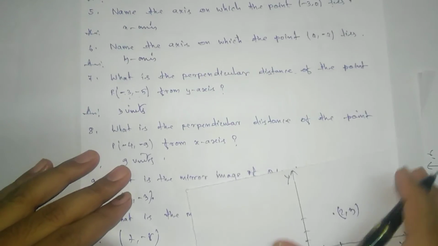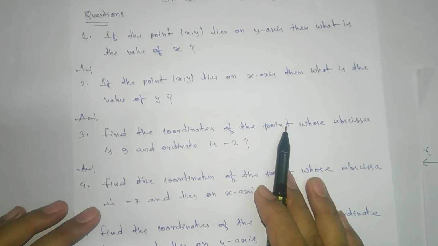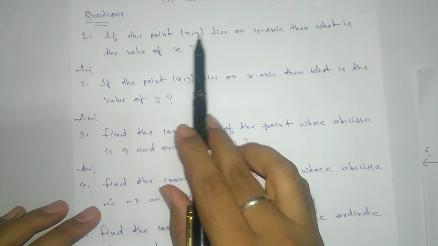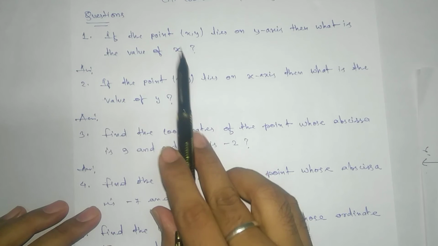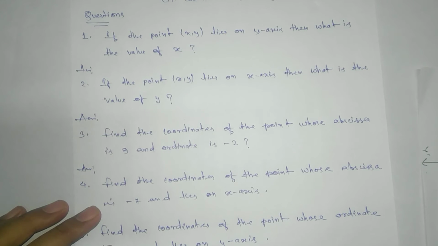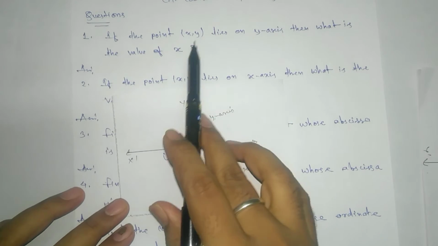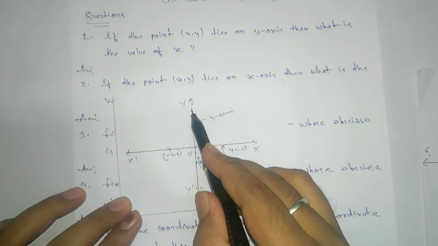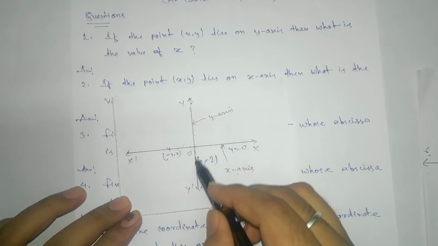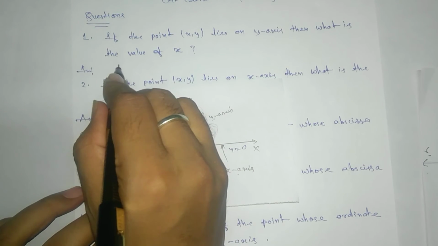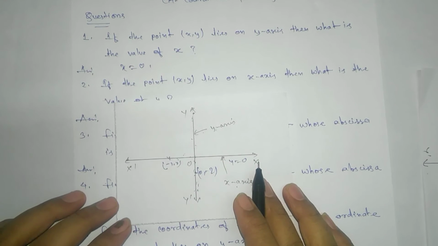So next, proceed to the next problem. Here we have, if the point x, y lies on y-axis, then what is the value of x? If your point x, y lies on y-axis, then what is the value of x on y-axis? 0. So x equals 0.